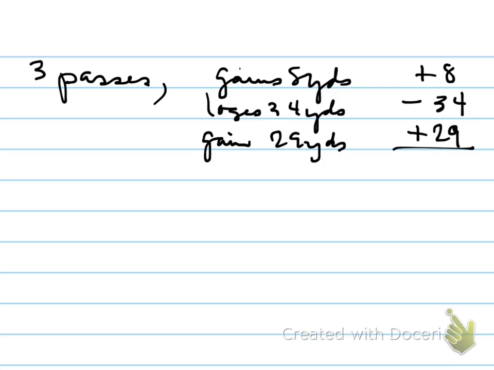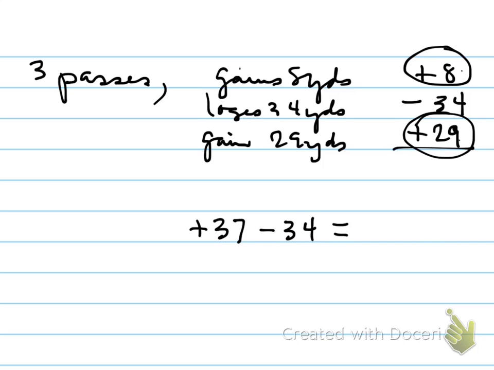Just combine all those. And notice that you have two numbers that are positive. Anytime you have a bunch of numbers to combine, a lot of times it's easier if you'll do all the positives together and then all the negatives and then take the two answers and work with them. Because remember, if you're working with things that the signs are the same, you're going to be doing what to them? Well, adding them, right? So 29 and 8 are going to make 37, positive 37. Minus 34 gives me positive 3.